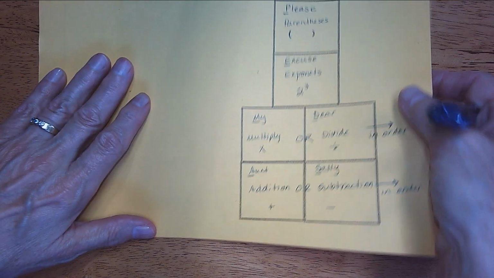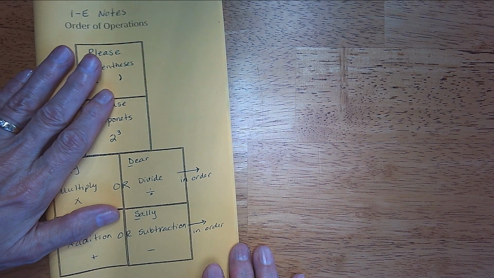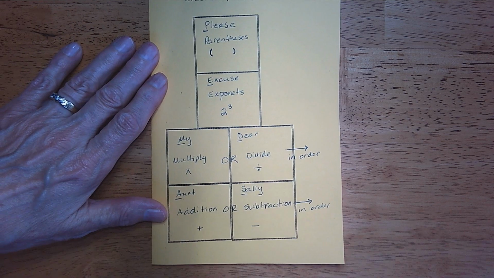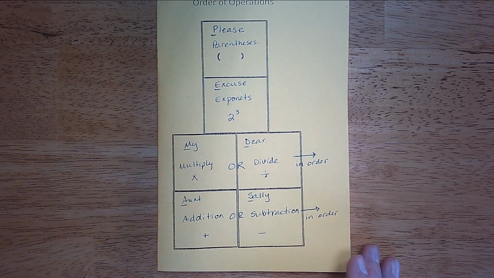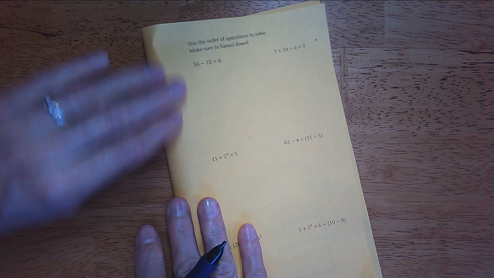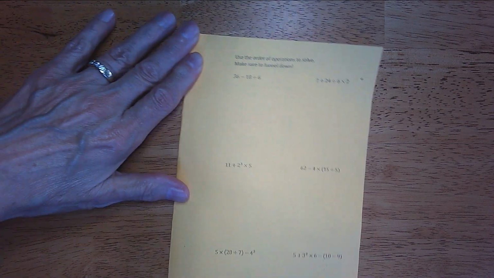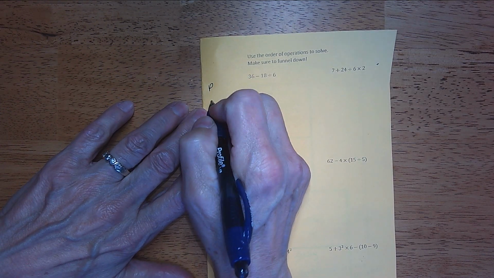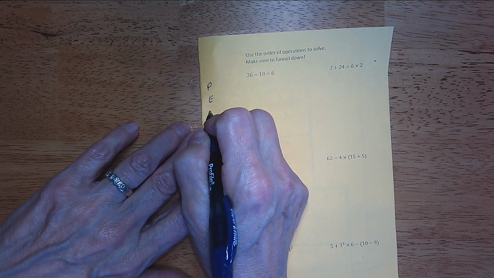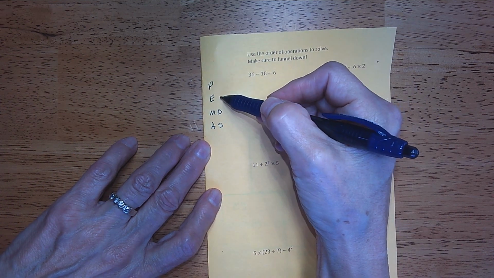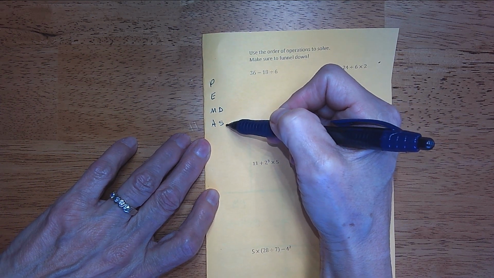And now we can go ahead and fold our notes here so that we'll be able to glue these into our journal after we're done. These should be the next page in your journal when you're done with these notes. So we're going to practice a few of these problems here. I'm going to fold mine backwards just so that I have some room here to show you how to do these problems. So I'm going to remind myself that I'm going in this order. Please excuse my dear Aunt Sally. Parentheses, then exponents, then multiply or divide, then add or subtract.